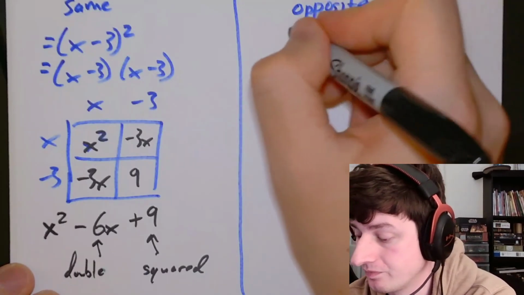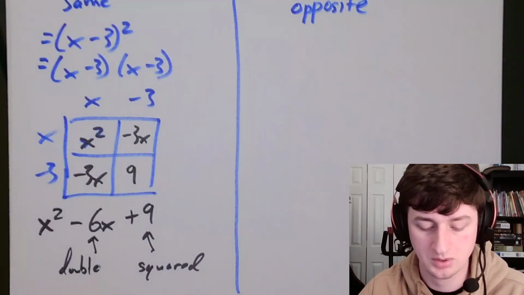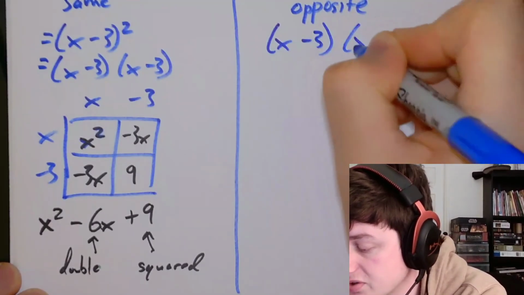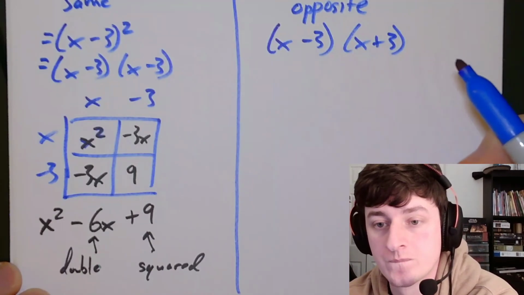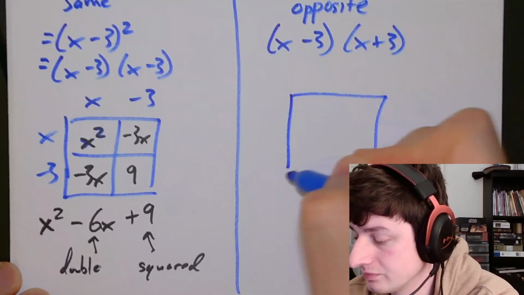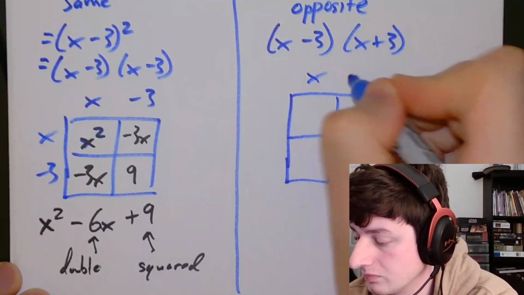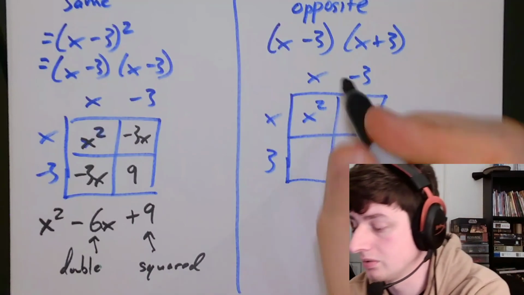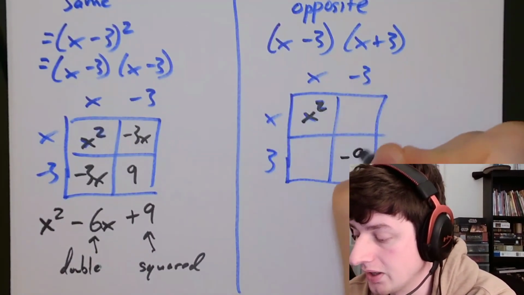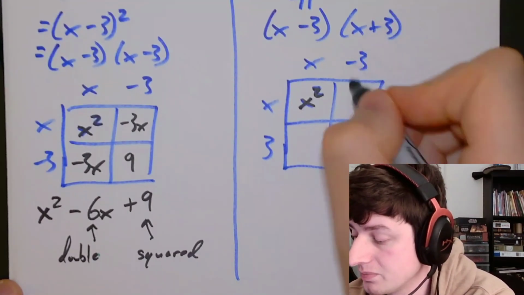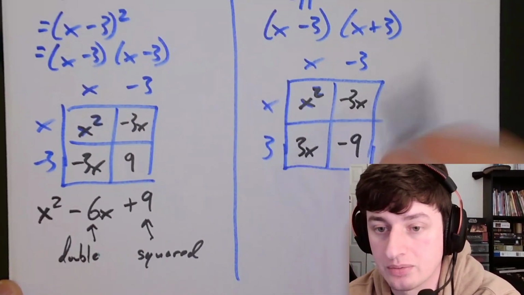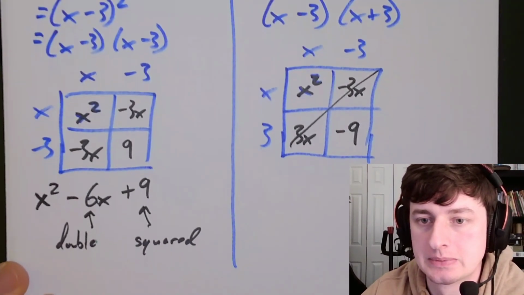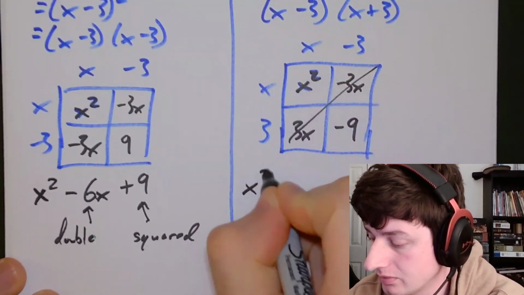Now, what if they're opposite? What if we have x minus 3 times x plus 3? So the numbers are opposite of each other. Well, x minus 3 times x plus 3, we get x squared. We get negative 9. And then this is minus 3x, and this is plus 3x, and those are going to cancel out. So then our answer is just x squared minus 9.